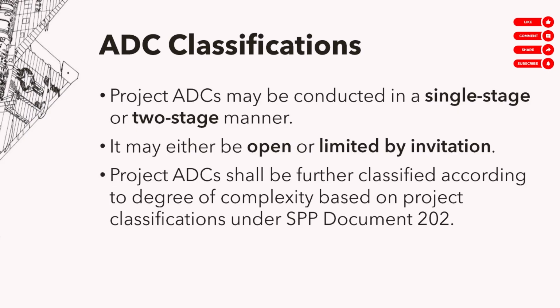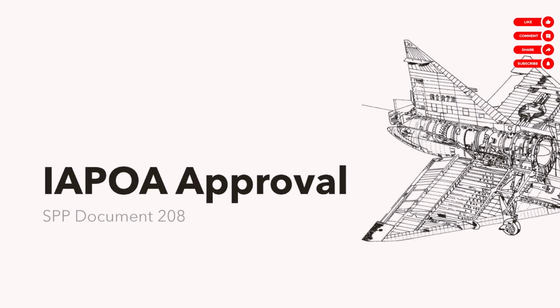Limited by invitation. Another way to classify, although no one does this, is to classify competitions based on degree of complexity, as discussed in SPP 202, yung Group 1, Group 2, Group 3, mga ganyan. You could classify competitions in that way, but honestly, I don't think anyone really does that. Kaya ang pinaka-importante is the first three.